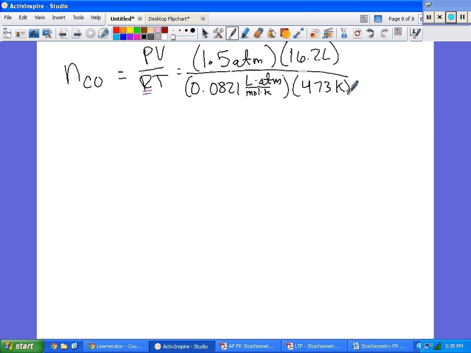Now, do you agree that all of your units but which one will cancel? So atmospheres cancel, liters cancel, Kelvins cancel. Now, I'm just going to show you this because I want to make sure you understand what's going on. Do you all agree that moles is on the bottom in the bottom? Let me say that one more time. Moles is on the bottom in the bottom. So essentially it's 1 over moles.